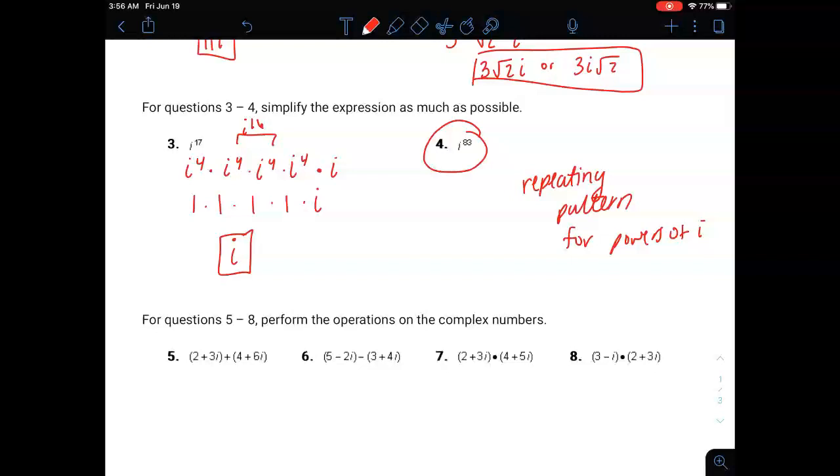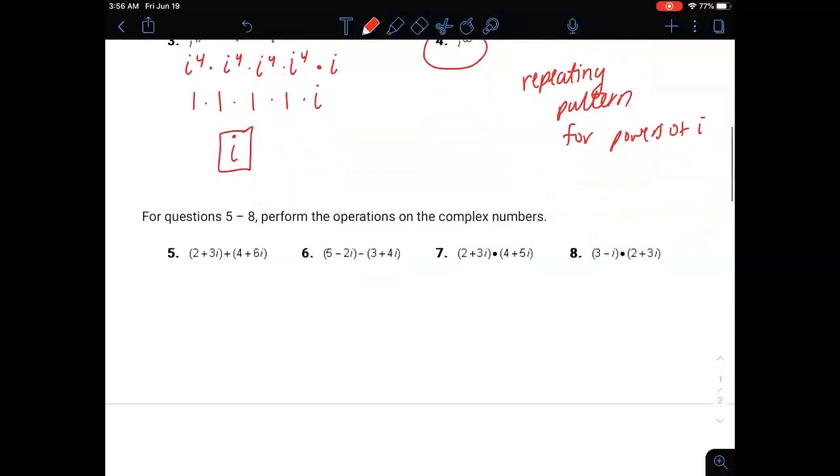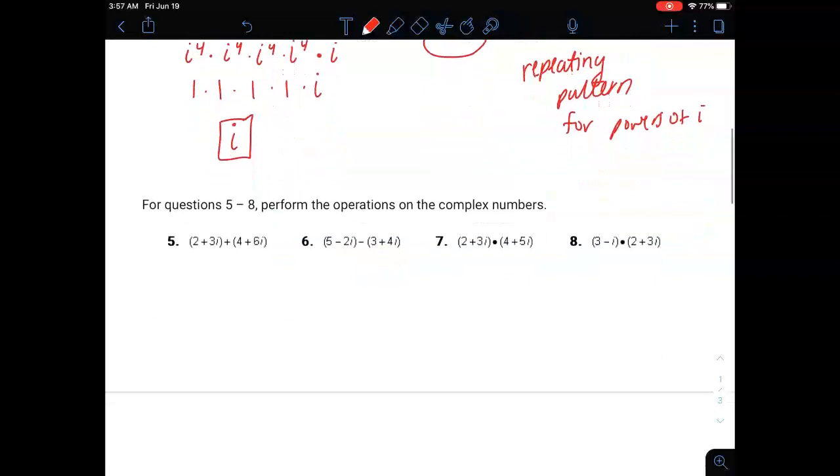Moving forward here, perform the following operations. All right, so I will do what I think are the more difficult ones. I'll do 6 and 8 here. All right, so for this one, for subtraction, I have to distribute that negative sign first. So 5 minus 2i minus 3 minus 4i. All right.